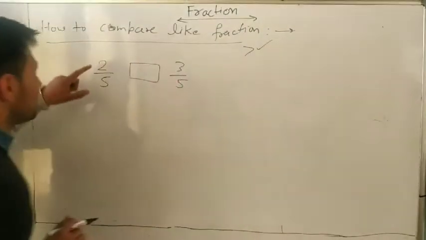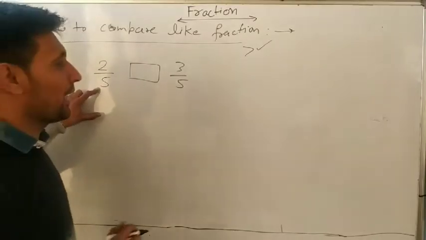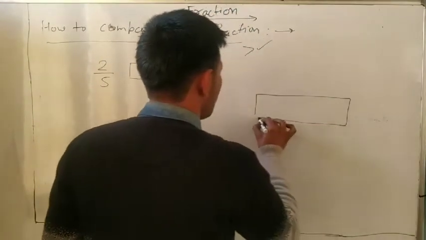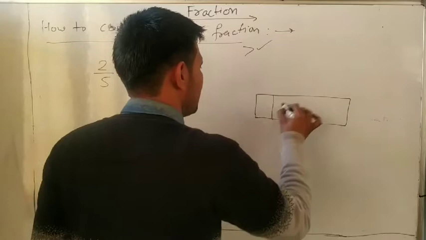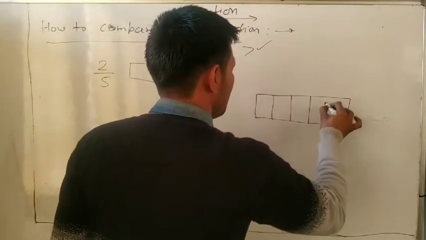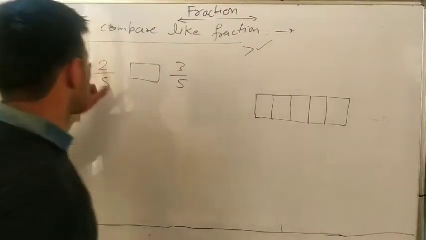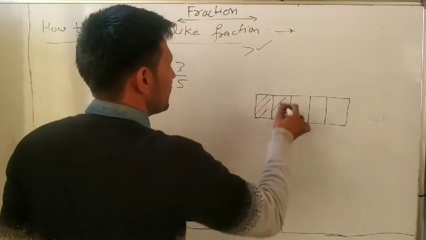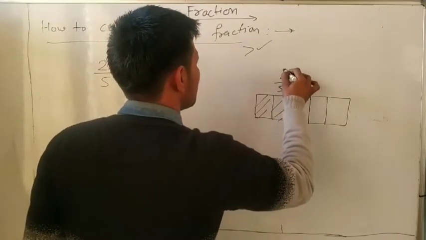Look at the meaning of 2 by 5. 2 by 5 means 2 out of 5 equal parts. So we will take 5 equal parts: 1, 2, 3, 4, 5. So 2 out of these. It is 1 and it is 2. So it is 2 by 5.